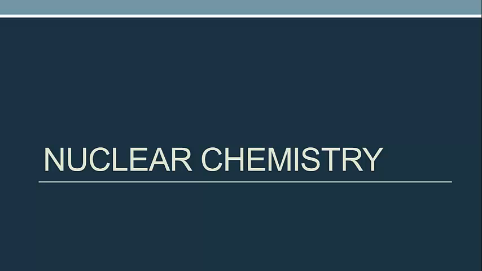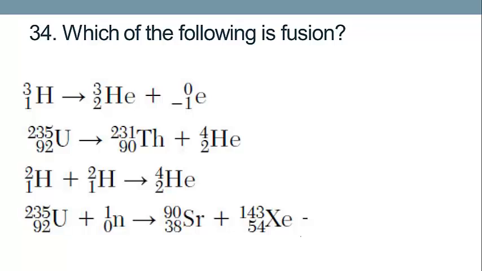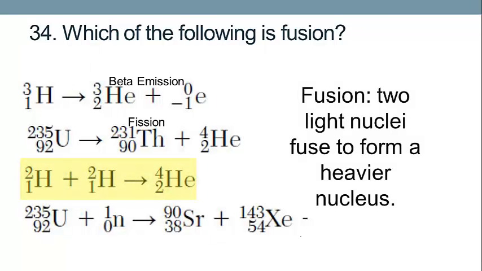Next section is about nuclear chemistry. So which of the following is fusion? So the first one is beta emission. I start with a hydrogen and I make a helium and a beta particle. So that's not fusion. The next one is fission because I start with a big heavy uranium atom which splits apart into lighter atoms. Next one is fusion, and that's because 2 light nuclei, 2 hydrogen, are fusing together to make a heavier nuclei, which is helium. The last one is also fission. Uranium is being split apart into smaller nuclei.